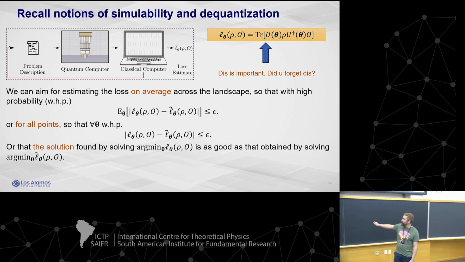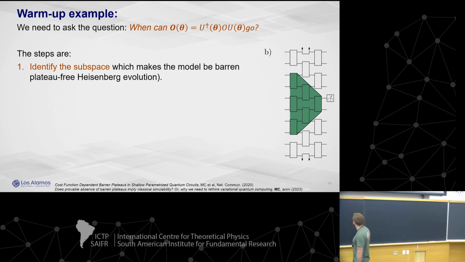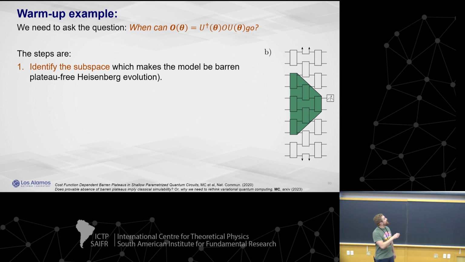So before we fully jump into this, let's do a warm-up example. Let's try to take this guy right here. It is the barren plateau free hardware efficient ansatz, or this architecture where 2 qubit gates act on neighboring pairs of qubits. And we said if you have shallow depth and local measurements, this doesn't have barren plateaus. So the first question is, what is the subspace of interest that we will try to simulate here? And this is an open question for you all.